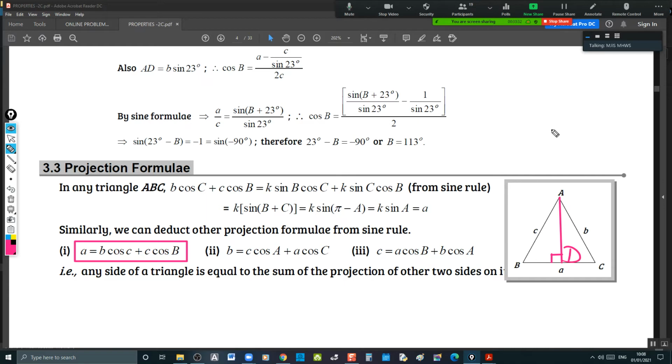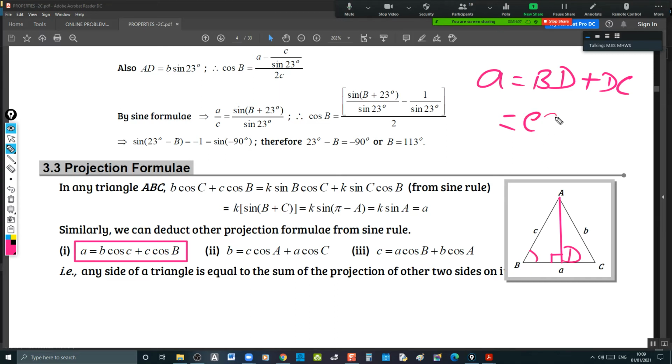Now I need this BD plus DC. My small a is now BD plus DC. What is BD? Adjacent side to angle B. So what is small c here? Hypotenuse. So in this triangle, I write cos B. What is cos B? BD by c. What is BD? c cos B.